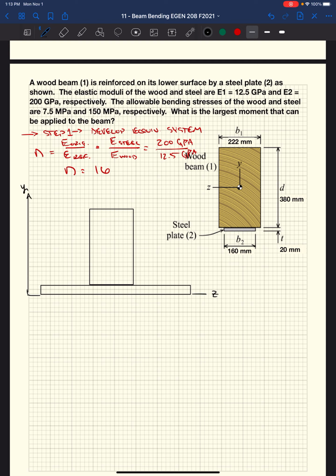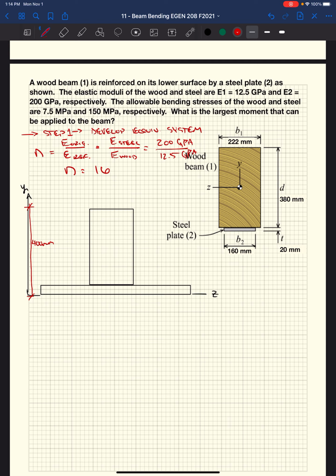I'm going to put some coordinate axes here, because once we've transformed our cross-section into one material, we're going to need to figure out a centroid, right? So we know that we couldn't affect the depth. So this d, which is 380 millimeters plus 20 millimeters, or 400 millimeters tall, that's how tall this whole thing is. We decided that we can't change the depth because it starts messing with strains. So this is 400 millimeters.